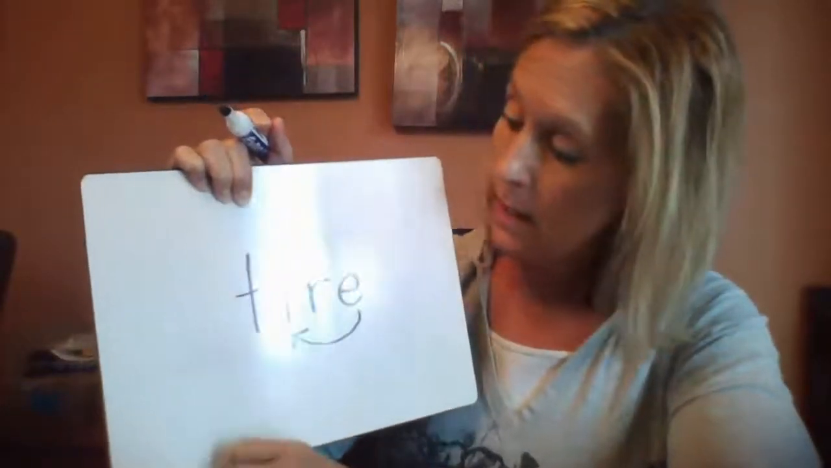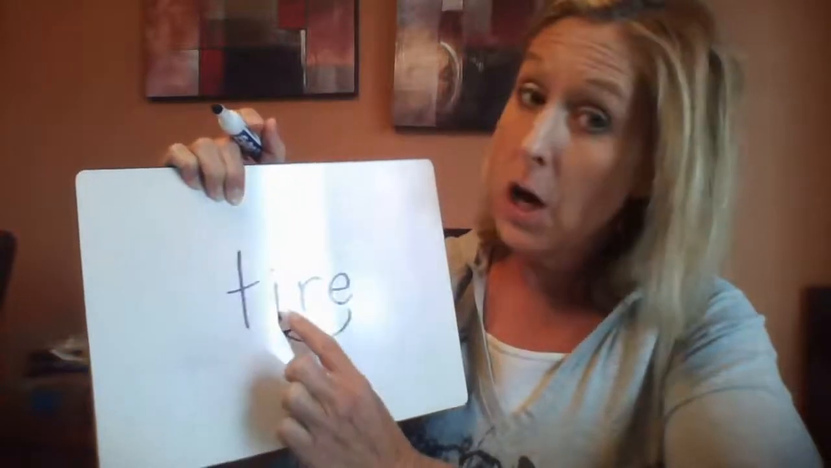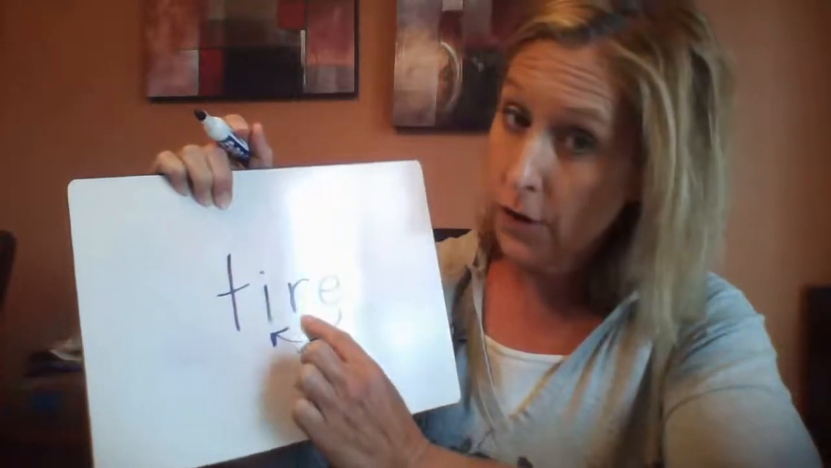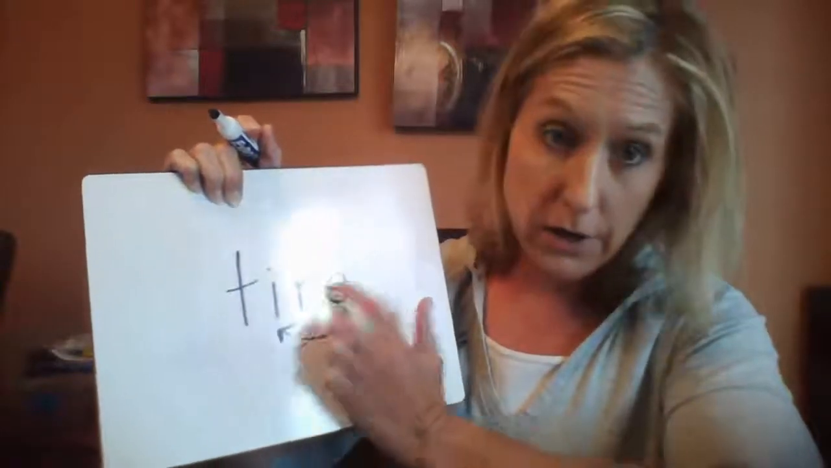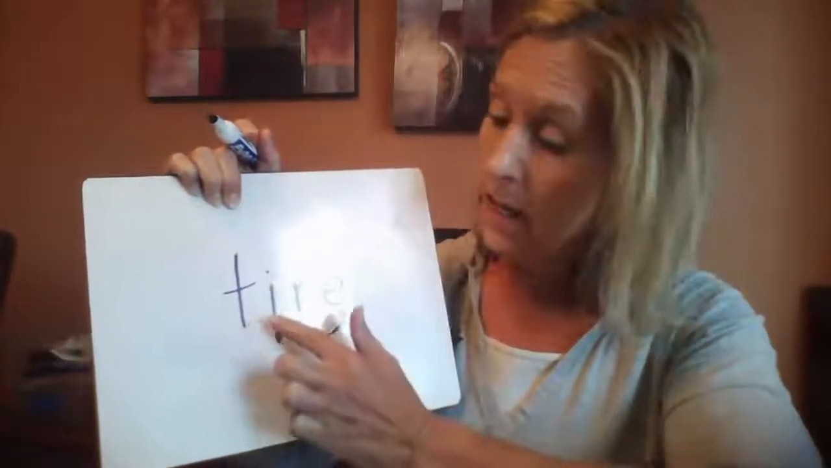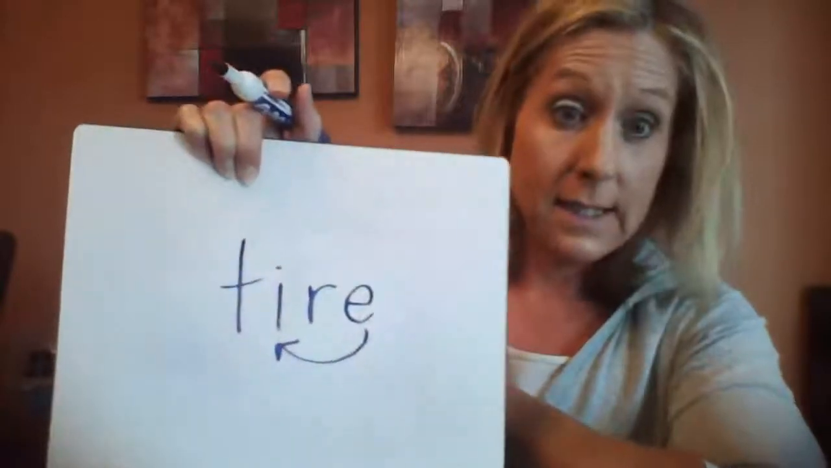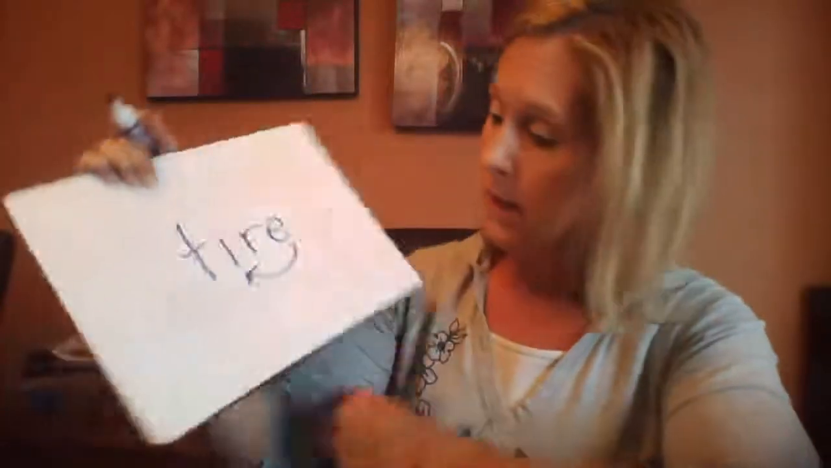So we say t, I, r. So what word is T-I-R-E? Tire. It's tire, like the tire on a car. Okay, let's practice another one. I'm going to write the whole word.